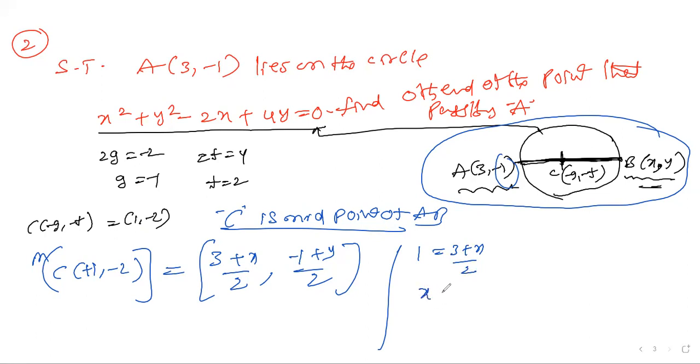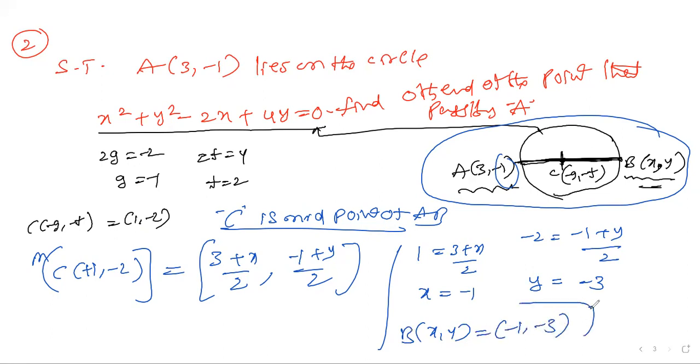Therefore, you can find out the value of x is minus 1. Then minus 2 is equal to minus 1 plus y by 2. Therefore, the value of y is equal to minus 3. Therefore, x comma y, that is the point B at the other end of the diameter, is minus 1 comma minus 3. This is the solution for the given question.